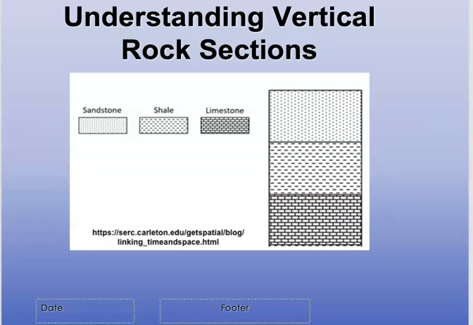So I've been talking about this also nonstop. All right? Limestone, shale, and sandstone. Over and over again. We've got our little bricks. Remember, we learned the bricks. We've got our dashed lines. We learned the dashed lines. And we've got our dots.